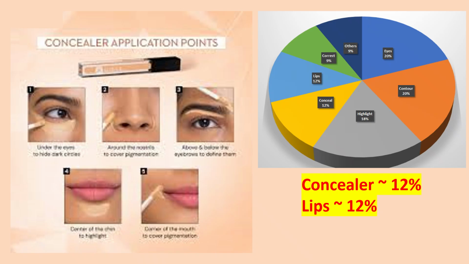That's one thing. And secondly, what we told you, corrector always before foundation, concealer after foundation. Corrector, then foundation, then concealer. After foundation, never apply corrector. Corrector should be before foundation. Concealer should be after foundation. So corrector, foundation, concealer. This order, do not miss on this. Concealer 12 to 13% and lips also 12 to 13%. So the total is about 24 to 25%.